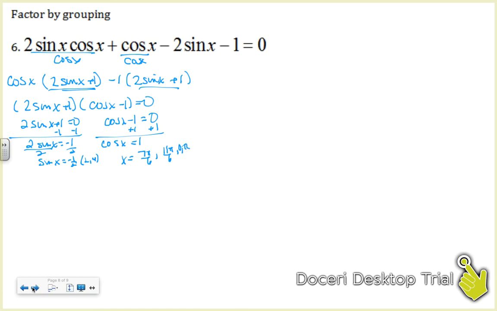Once again, if there's no directions, you would include the 2 pi, but normally your directions on your homework are going to be given in this interval. That's a bracket, and this is going to be a parenthesis.